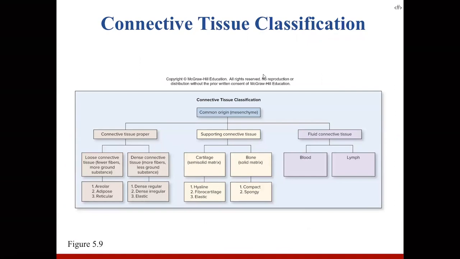Here's another nice chart with connective tissue. So we have connective tissue proper, and that divides into loose and dense. And then remember A, R, D, D, E. Then we have supporting, so then we have cartilage, and cartilage has 3 types. And then we have bone. And bone, there's 2 types of bone, and then there's blood and there's lymph.